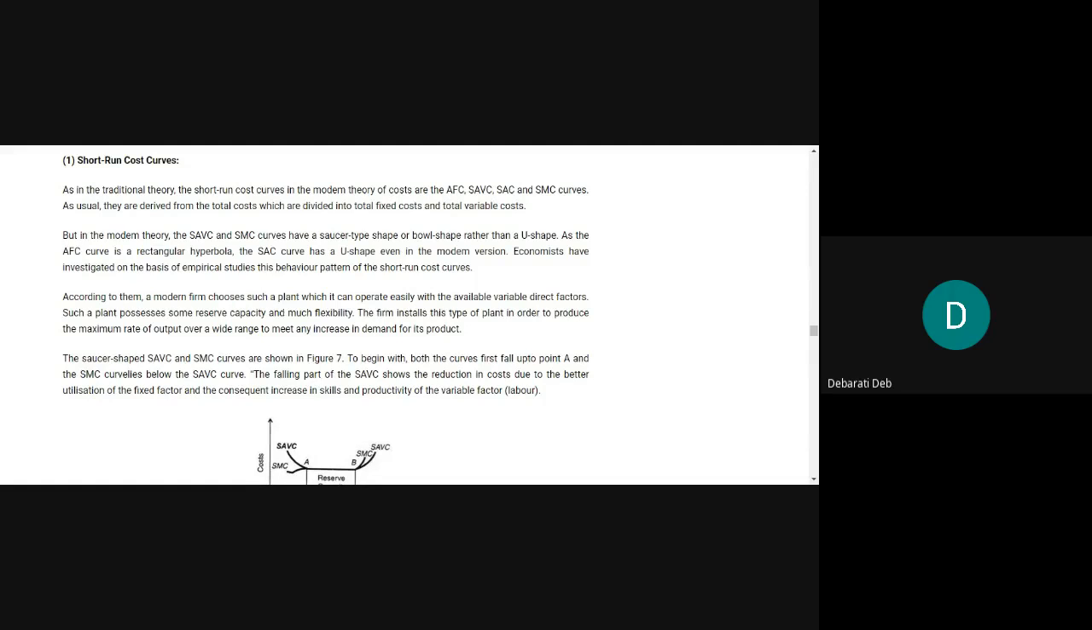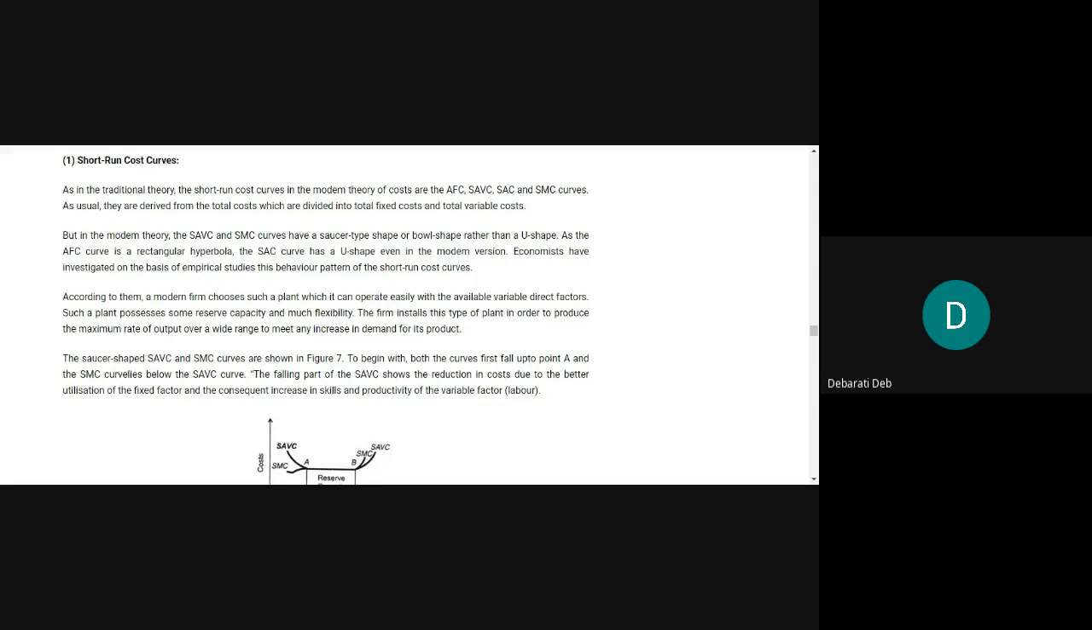the discussion will start from there. They will be derived from the total costs, which are divided into total fixed cost and the total variable cost. In the modern theory, the SAVC and SMC curves will have a saucer shape or bowl type shape rather than a U shape. Okay, they will somewhat look like either a saucer you can say, or a flatter bowl you can say. They will look like that, not a perfect U shape like we saw in traditional theory.